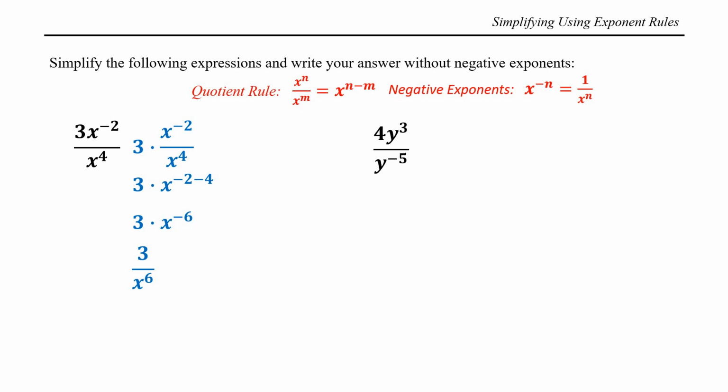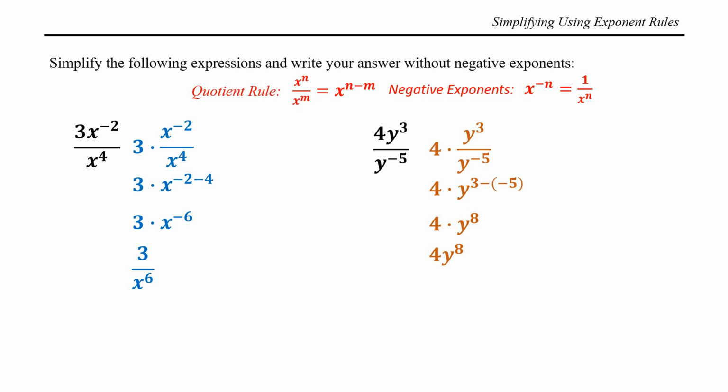Now let's solve the other one. We can move our 4 value out to the front again, and we would have y cubed over y to the power of negative 5. Using the quotient rule, we would have y to the power of 3 minus a negative 5. If we simplify that, we would have 4 times y to the power of 8.